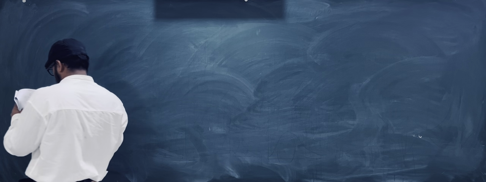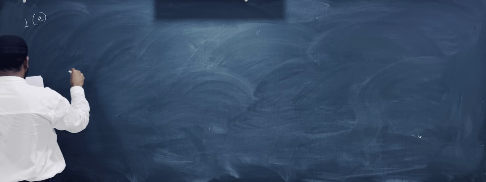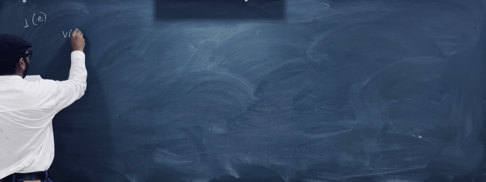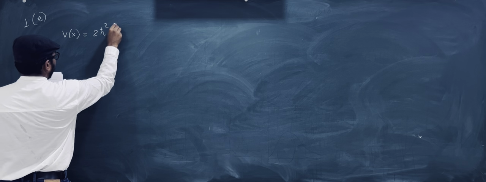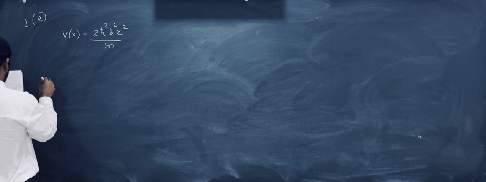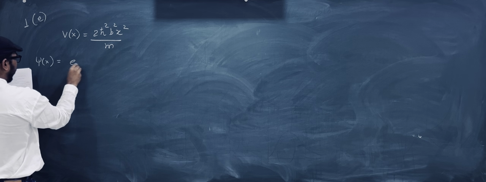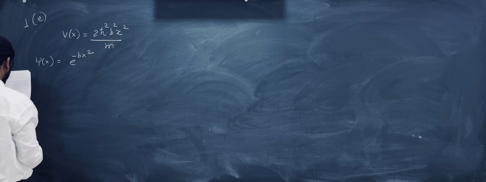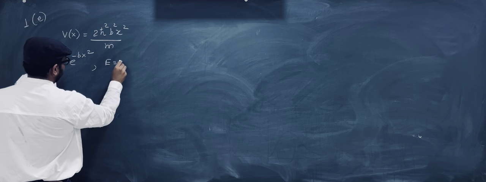So the part C and part D are from atomic and molecular physics. Part E is again from quantum mechanics. So question number 1, part E, says that V of x is 2ħ² b² x² over m, and the function psi x is e power minus b x square. So we have to find the energy of the particle. What is the energy of this particle?